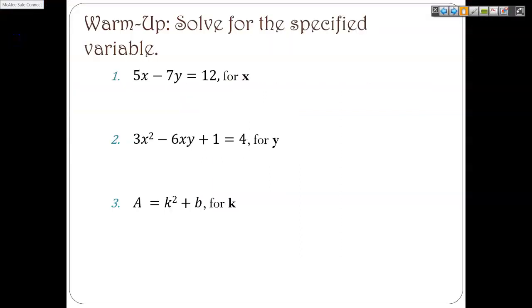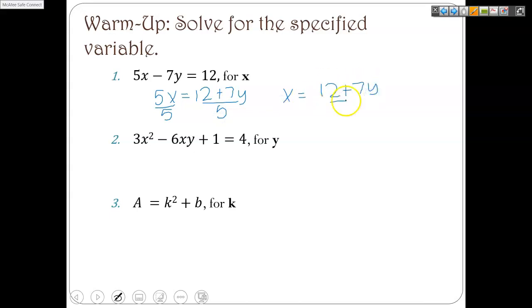Great. So if you're solving that first one for x, that first one is a linear equation in standard form. So solving it for x is 5x equals 12 plus 7y. Divide everything by 5 and you get x equals 12 plus 7y all over 5. No domain issues because 5 contains no variables. 5 will never equal 0.